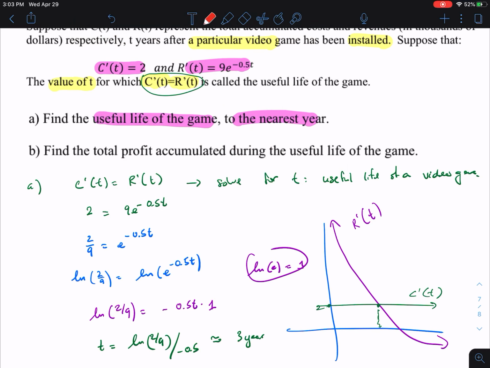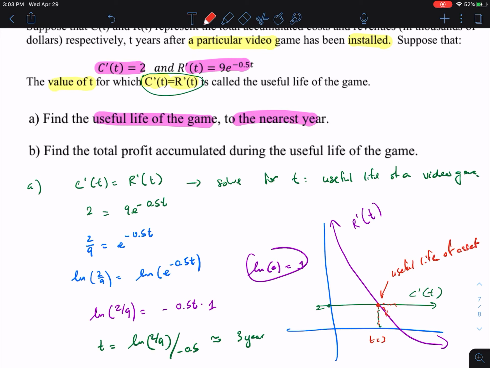So let's say this is around 3 here. This is where the marginal cost and revenue are the same, right? Any point past that, let's say over here, the cost will be more than the revenue generated by that game. So this point here is called the useful life of an asset.